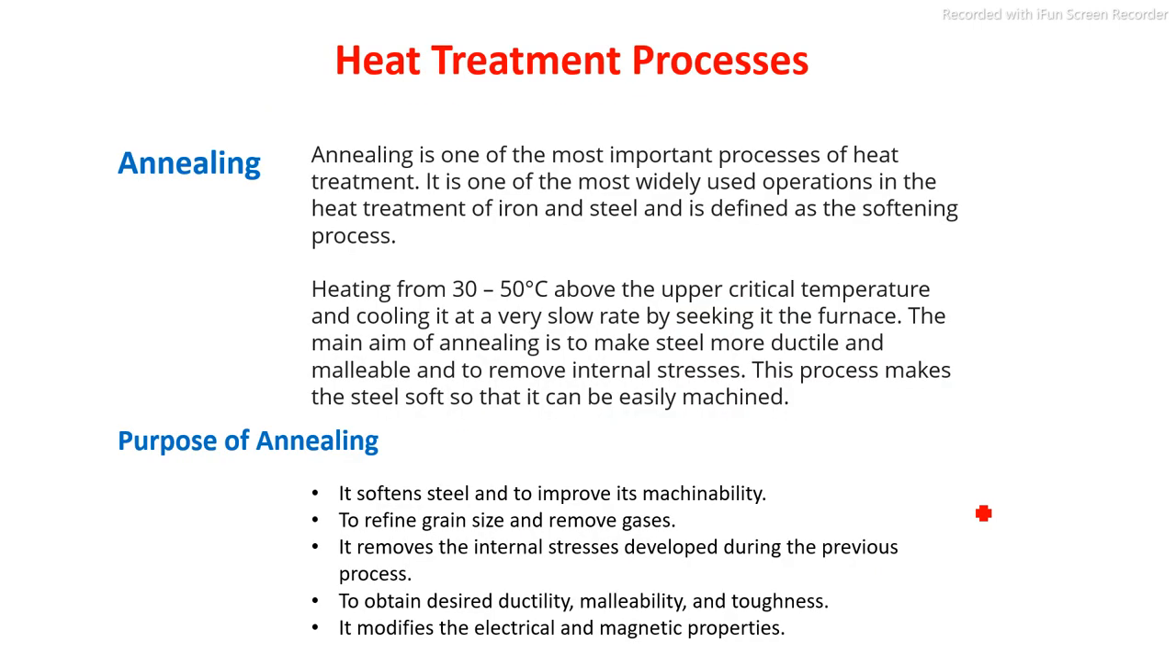Then next we have the heat treatment process. Some questions have been asked from the heat treatment process also. First heat treatment is annealing. Annealing is mostly used for iron and steel. The heating is done up to 30 to 50 degrees Celsius above the critical temperature, and the cooling is done at a very slow rate.